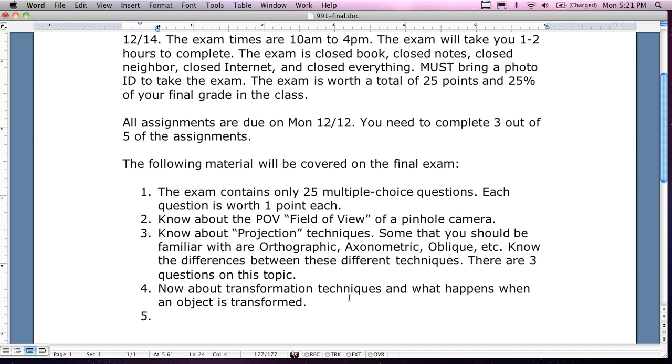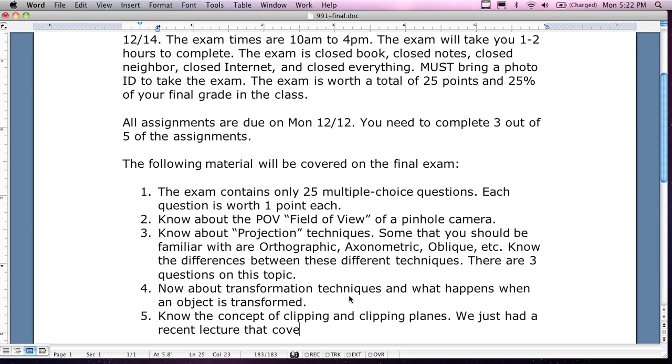And there is another question. Question number 6 is on clipping. In fact, we just had that lecture very recently. Know the concept of clipping, and clipping planes. We just had a recent lecture that covered this.